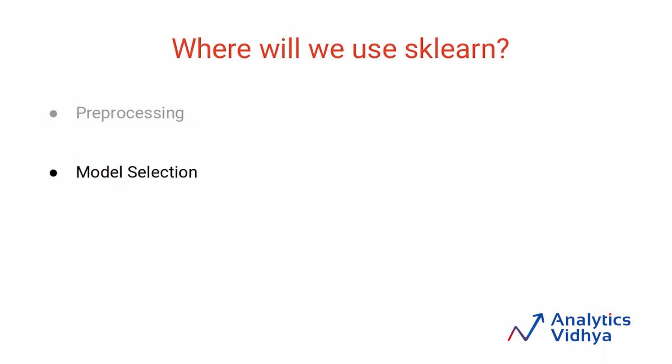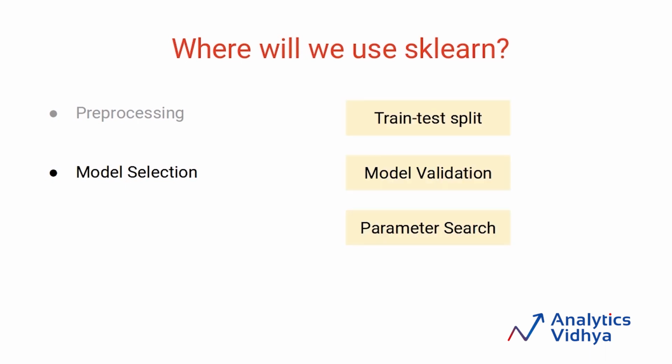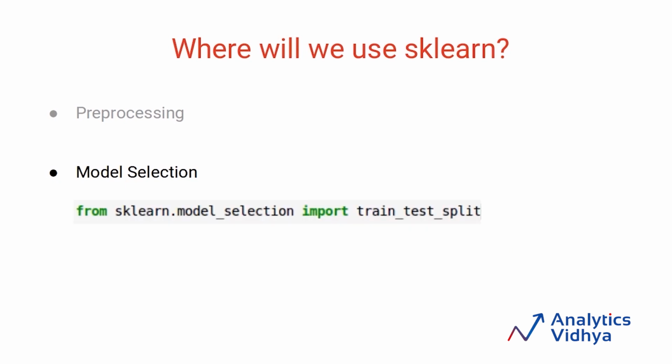Sklearn has another module called model selection that is used to perform tasks like creating the training and the testing data using the train test split, and it can also be used for creating a validation set and performing the parameter selection and so on. We'll discuss each of these techniques in the later modules.